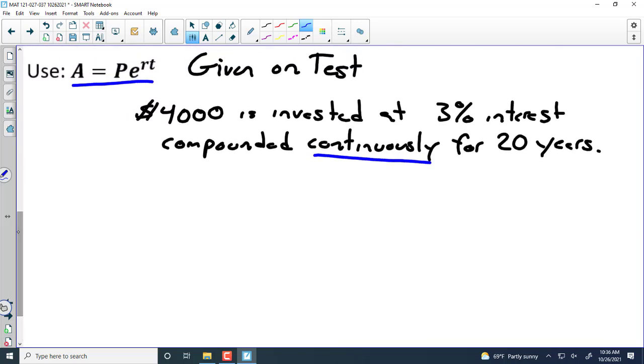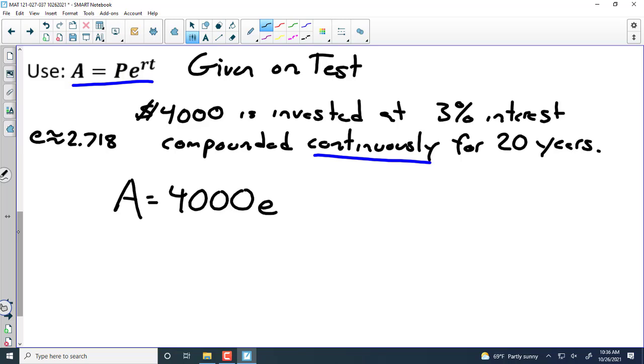And so everyone, if we're going to set this up, what's our P going to be? 4,000. And then some people ask, what's the e going to be? But we need to remember that e isn't going to be anything except for e, because e is a constant. e is approximately equal to 2.718, and we'll let the calculator take care of that, but we just put it in here as e. We don't put the decimal approximation in. Our interest rate, just like before, we need to put in as a decimal, not as a percent. So what's our r going to be? 0.03.